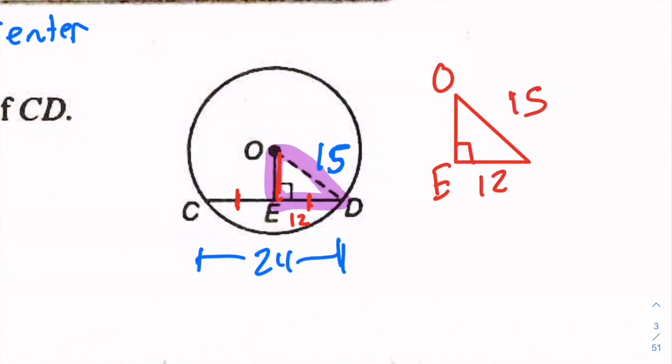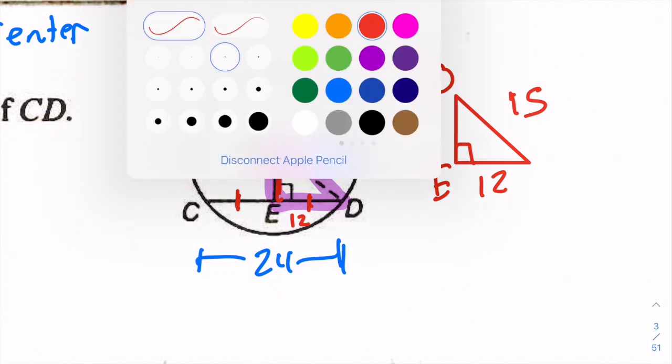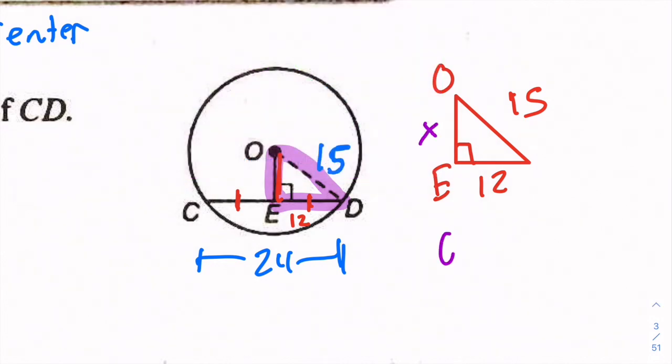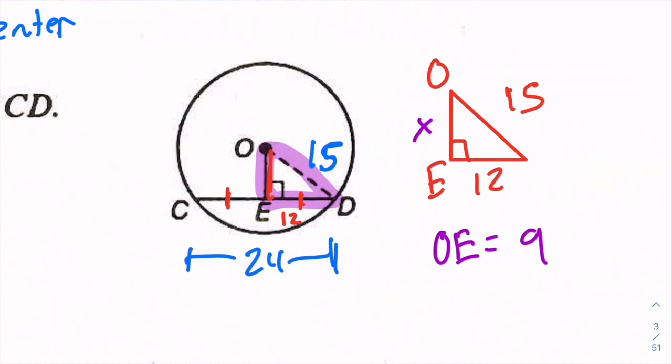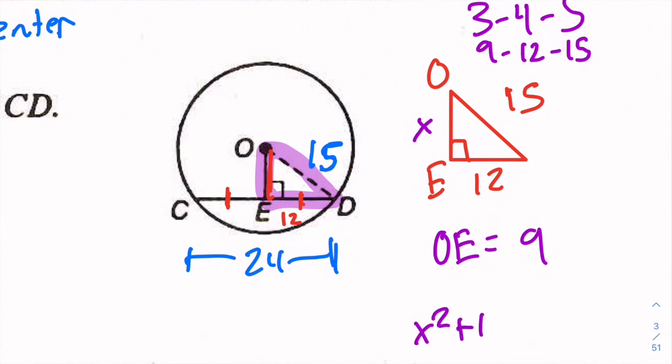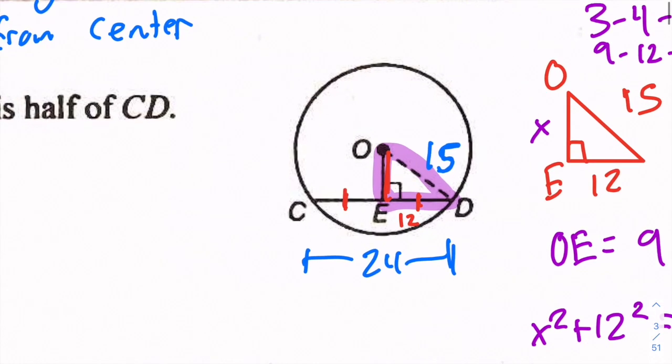Oh, it's actually a 3, 4, 5. Is it a 3, 4, 5? It is. Technically, this x right here, OE, equals 9. Okay, it's a 3, 4, 5 ratio, where that works for 9, 12, and 15, which is what we have. If you're not used to 3, 4, 5, the Pythagorean theorem never hurts. Work this out. X would be 9, okay?